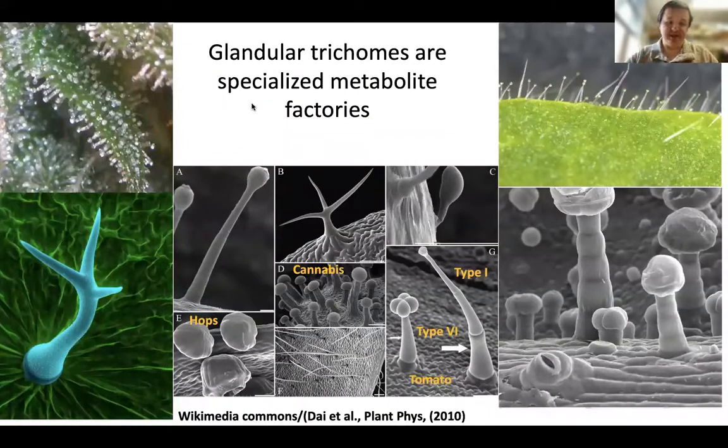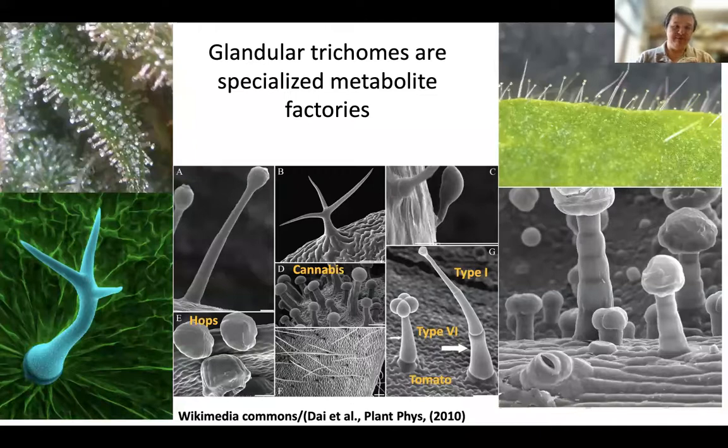So many of these specialized metabolites are produced in specialized cell types. The idea is to partition these compounds away from the rest of the plant. Oftentimes, these compounds, when accumulated in high enough amounts, can damage the plant cells themselves. So the idea is to keep them away from the rest of the plant, and then to localize them to areas in which they'll interface with other organisms.